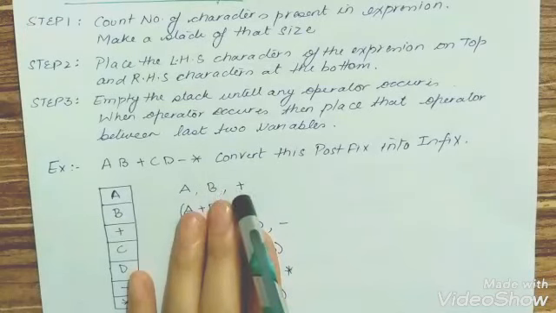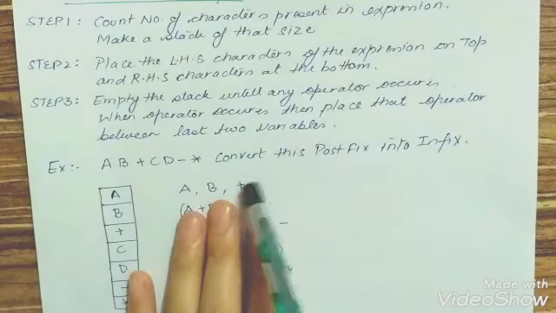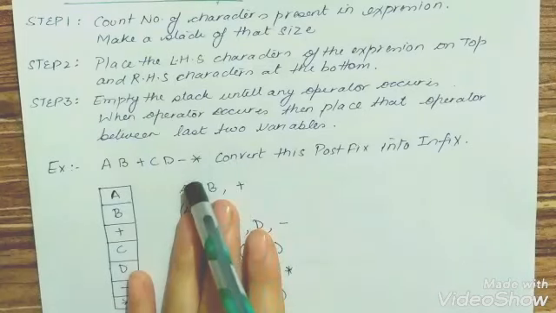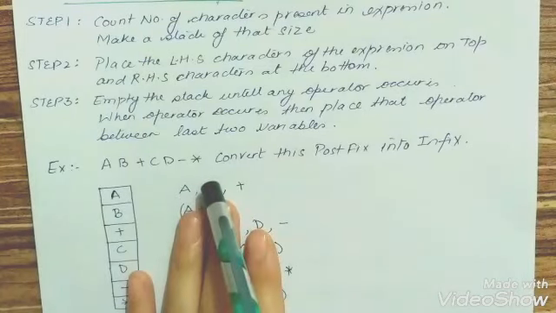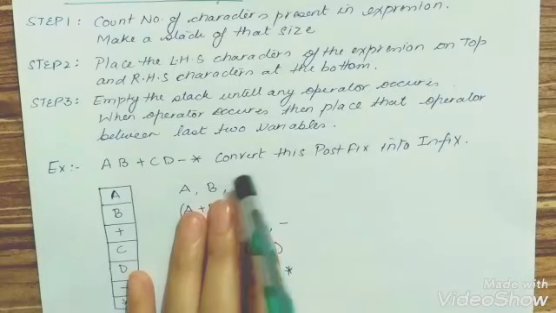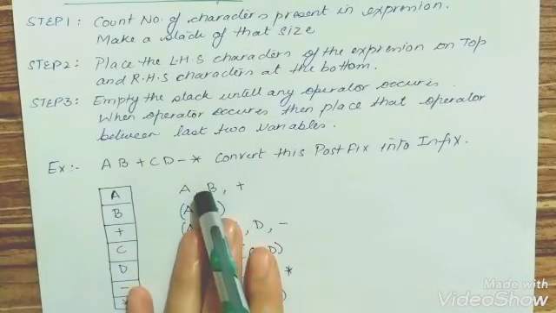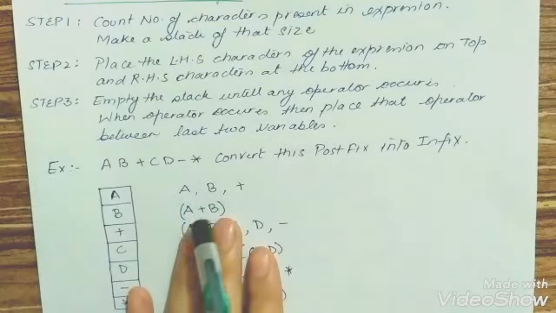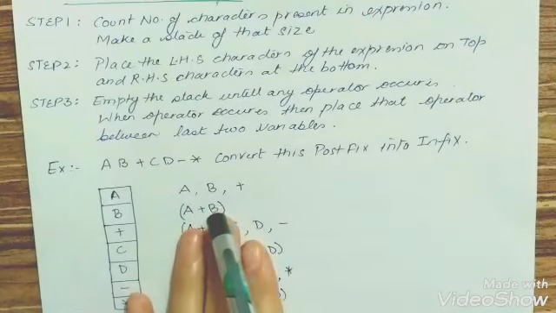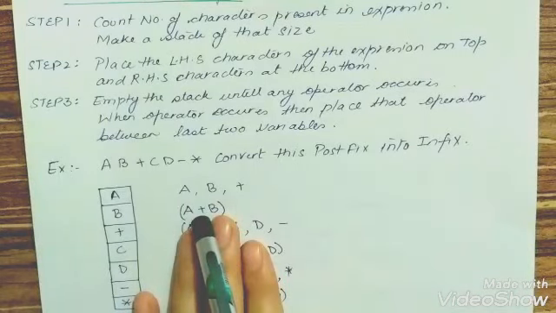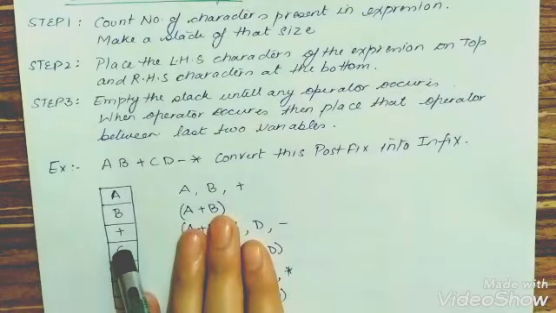So A, B and plus we had. As soon as the operator occurs, place that operator between the 2 variables which were previously occurring. So we have placed our plus in between A and B. So we get A plus B. Fine. And after that, start with the popping again and empty out the stack.